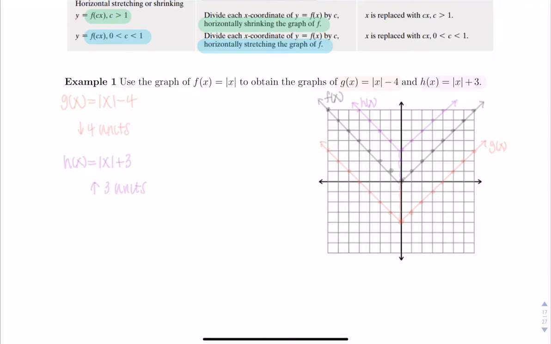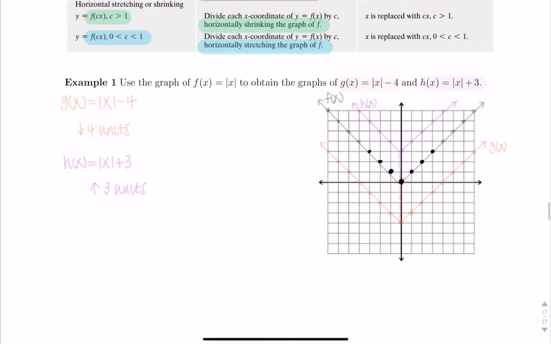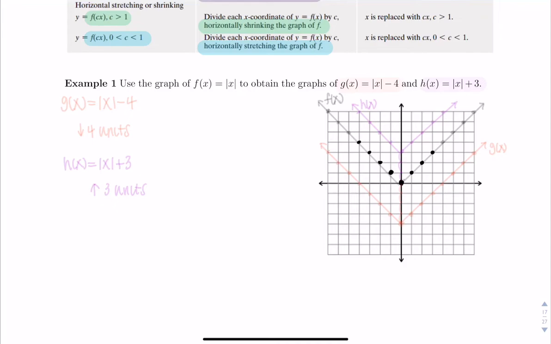So let's first graph f of x, which is the absolute value of x. And this is the V graph. You've got a point at 0, 0, you've got 1, 1, and negative 1, 1, and you just keep going up in a V shape until the graph is completed.